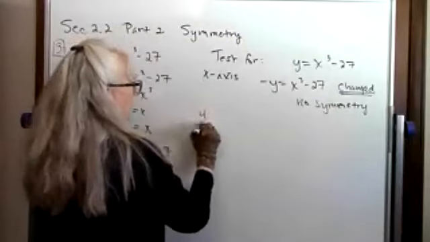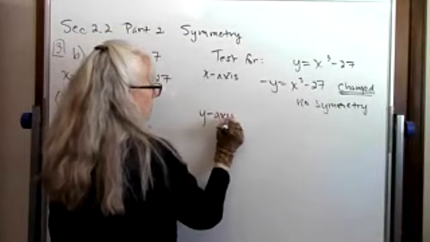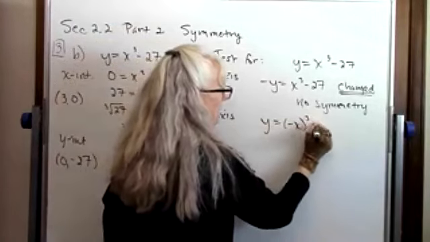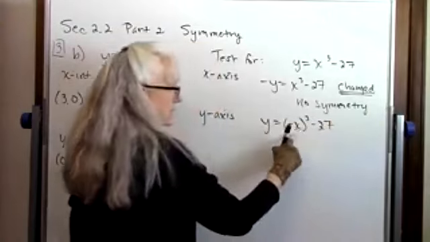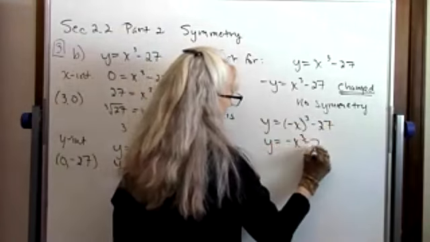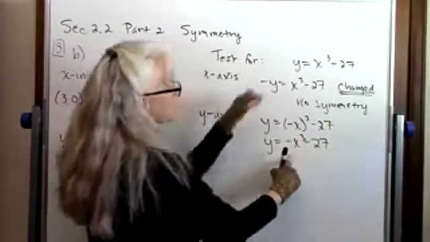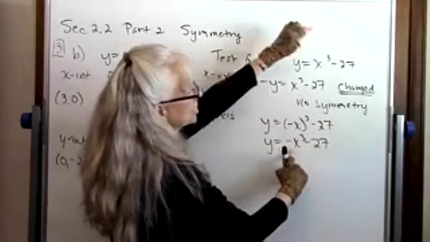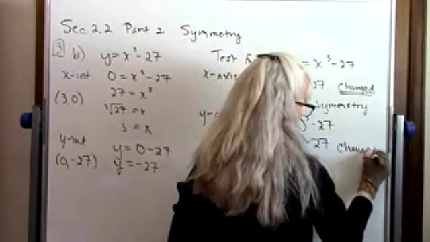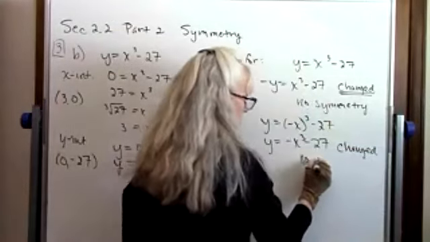Let's go look at the y-axis. So now we're going to replace an x with a negative x. So I'm going to take that negative x, I'm going to cube it. Well, when I cube a negative, it remains negative. And when I compare that to the original, the sign on the x has changed. It is not the same. Change, so no symmetry.